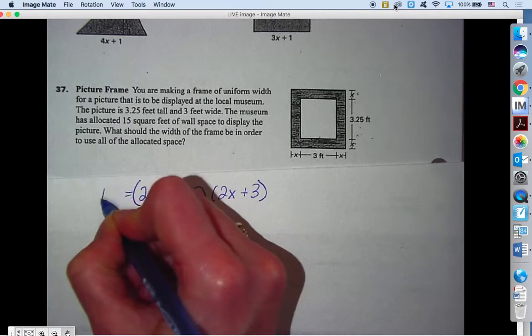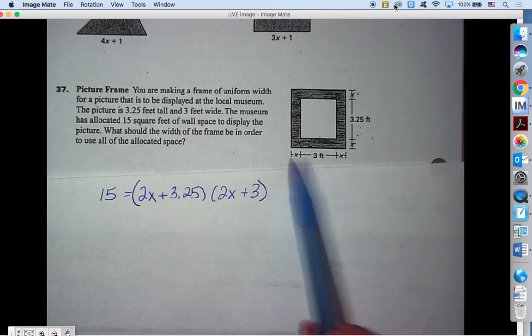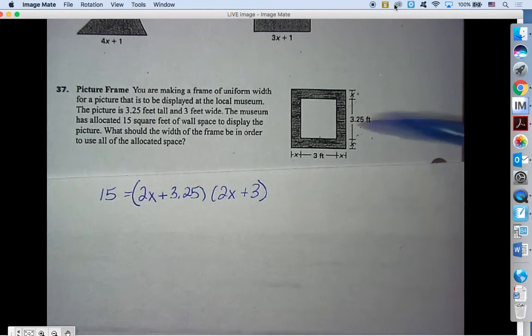15 square feet is my total space that we have to take up, and we want to use all of it. So I can set that equal to 15, because this entire (2x + 3)(2x + 3.5) represents the entire space that we need to take up on the wall. So how would I start to solve this?